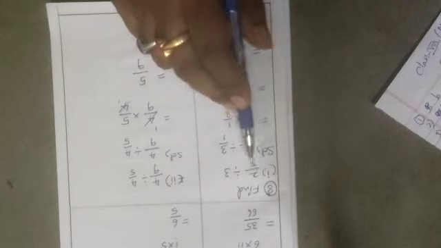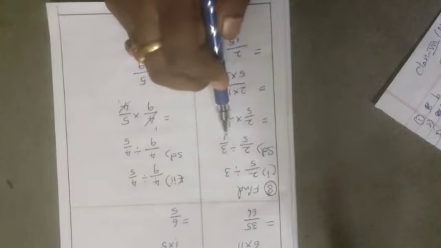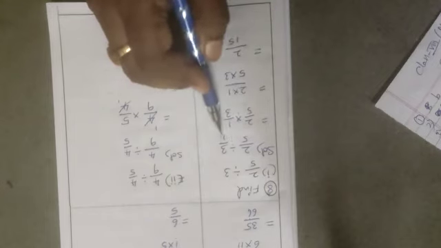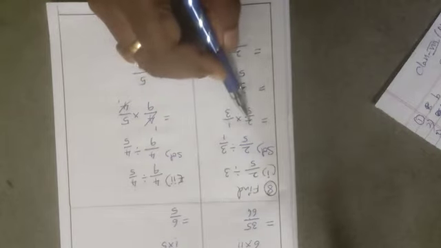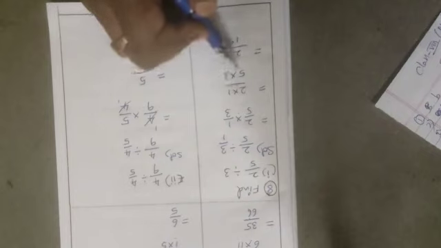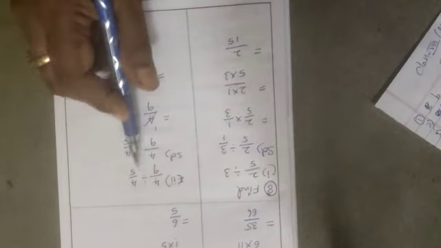Find 2 by 5 divided by 3. We can write 3 as 3 by 1, children. Division changes to multiplication with its reciprocal. What is the reciprocal of 3 by 1, children? 1 by 3. Now numerators we should multiply, 2 into 1 by 5 into 3. 2 1s are 2, 5 3s are 15. Now let us see the next one, children.